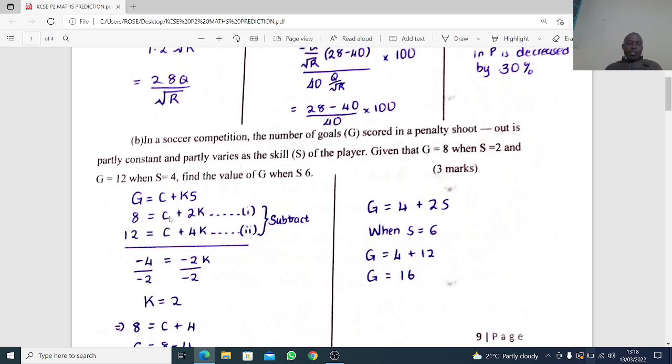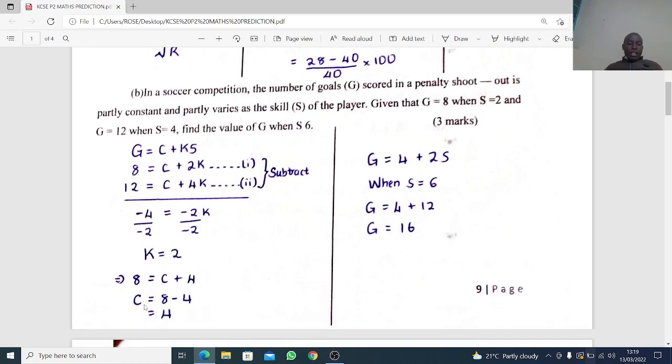If you look at this, C is common, so we subtract. Subtracting, we get negative 4, which gives 0 equals negative 2K. Negative 2 divided by negative 2, so K becomes positive 2. We place K as 2 in the first equation: 8 equals C plus 2 times 2, which is 4. 8 equals C plus 4, and therefore C equals 8 minus 4. C is 4.